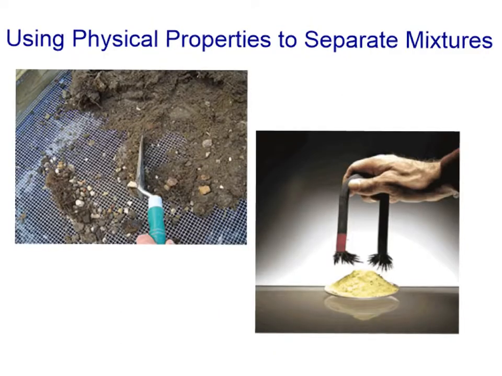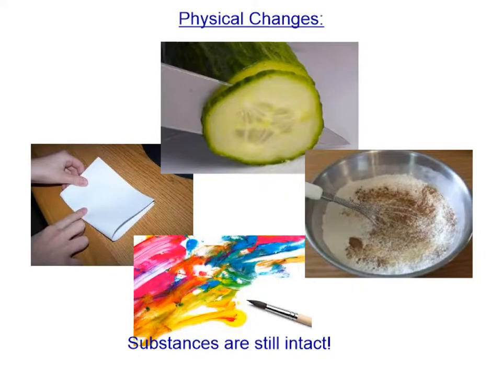We can use physical properties to separate mixtures. Here in this picture, size is the physical property that is being used to separate these dirt particles and different sizes of rocks through this grate. Magnetic properties are the physical properties that are being used to separate this metal out of this sand. Really strong magnets are used in scrap yards and landfills to remove iron for recycling or to reuse to conserve natural resources.